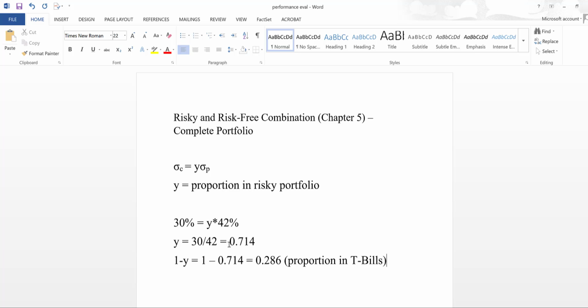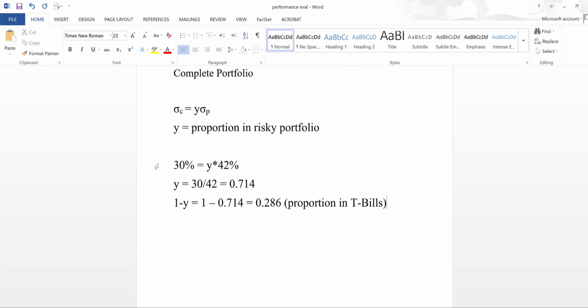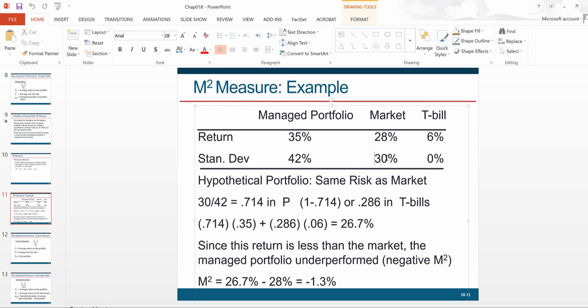So if I put 71.4% in my risky portfolio or managed portfolio, and if I put 28.6% in my treasury bills, the resulting combination that I get would have a sigma of exactly 30%. That is the sigma of the benchmark or the market portfolio in this case. So I need to put 71.4% in this portfolio, and 28.6% in treasury bills, and I'll get a new portfolio with the risk that is the same as that of the benchmark.